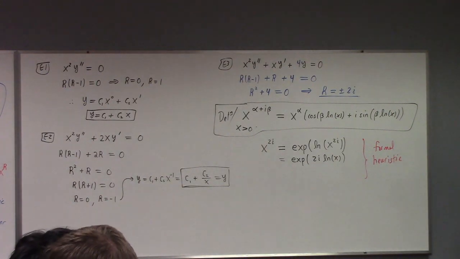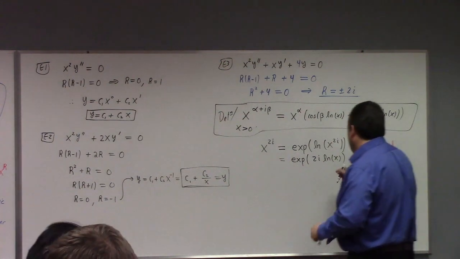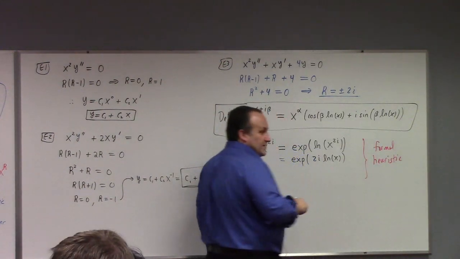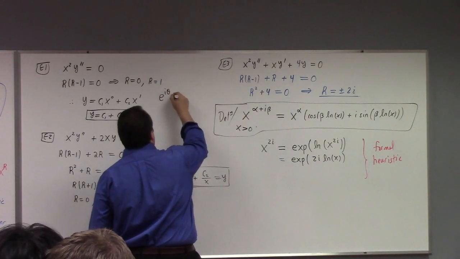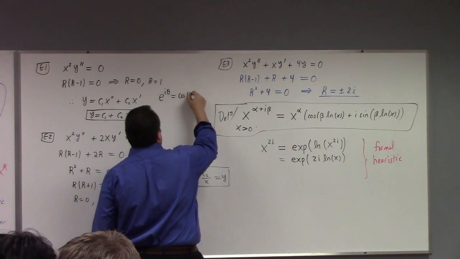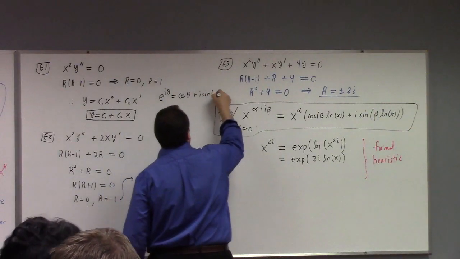Still working for complex. Well, we already defined the exponential, remember e to the i theta, other lecture? e to the i theta, thank you, Euler. Cosine theta plus i sine theta.